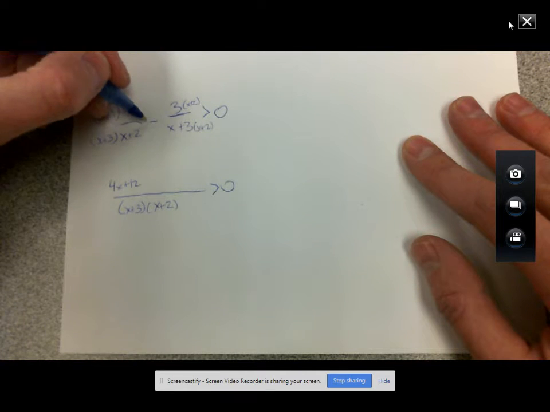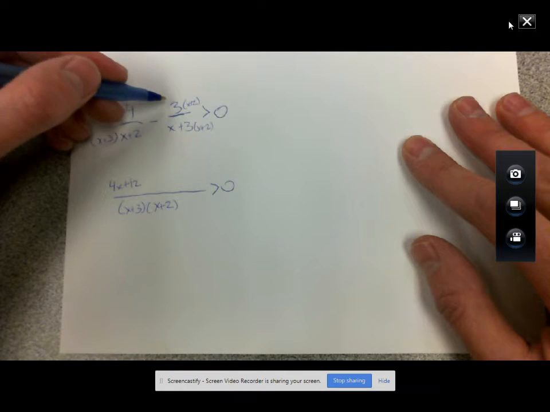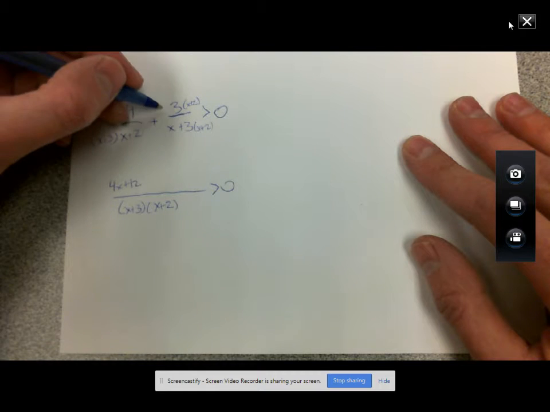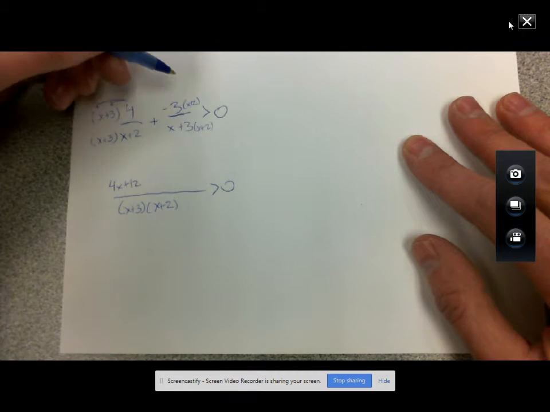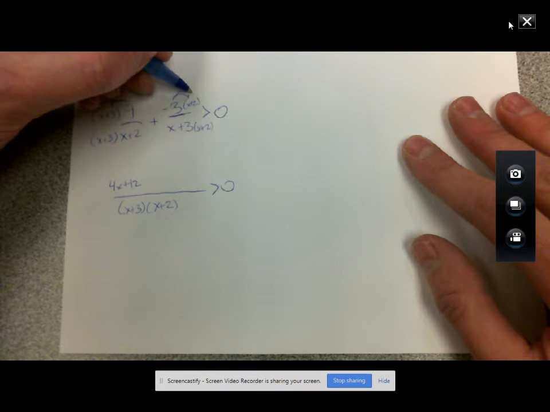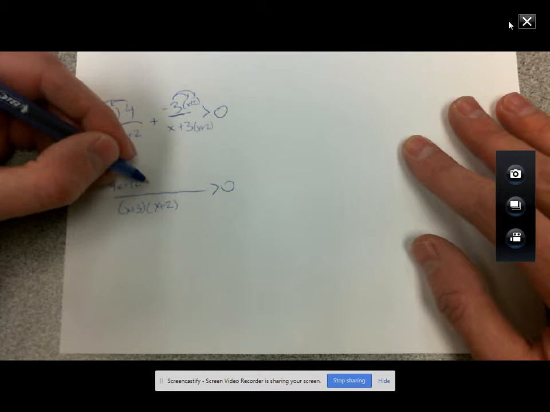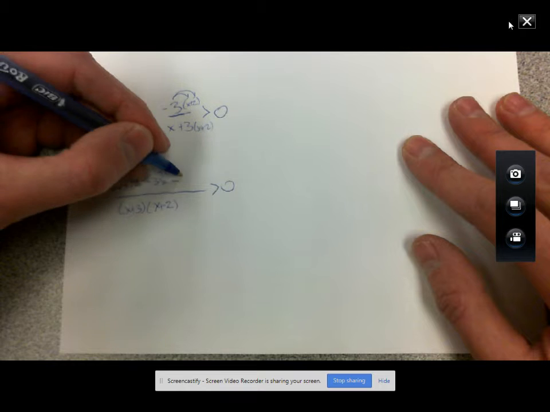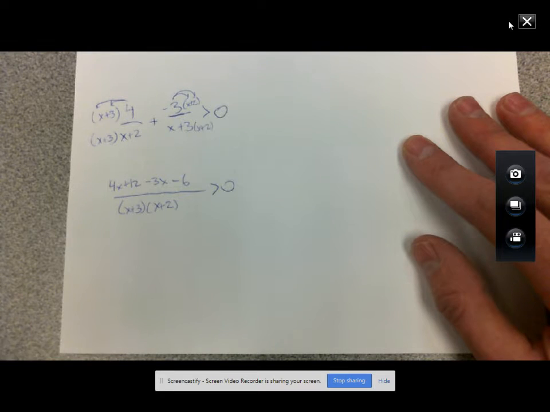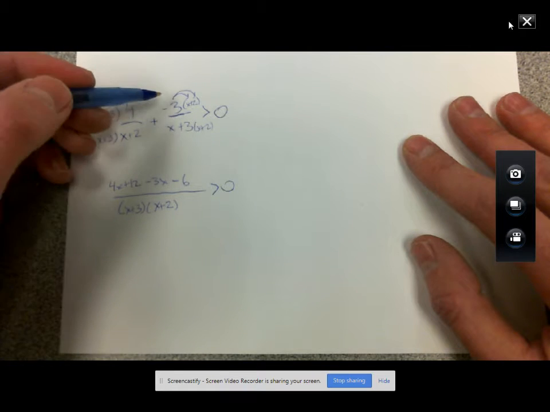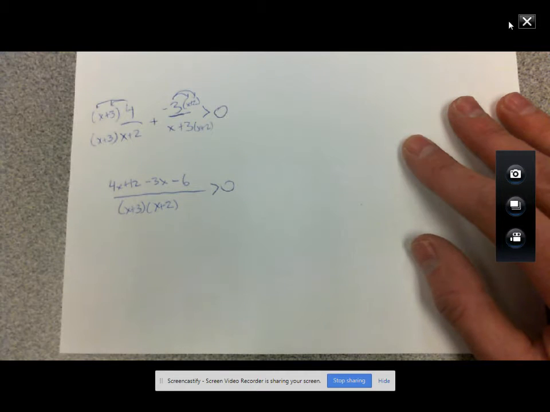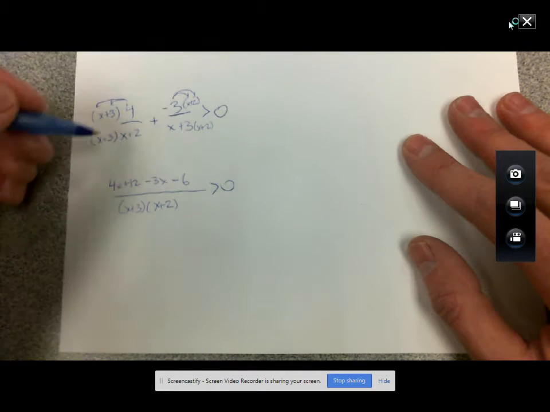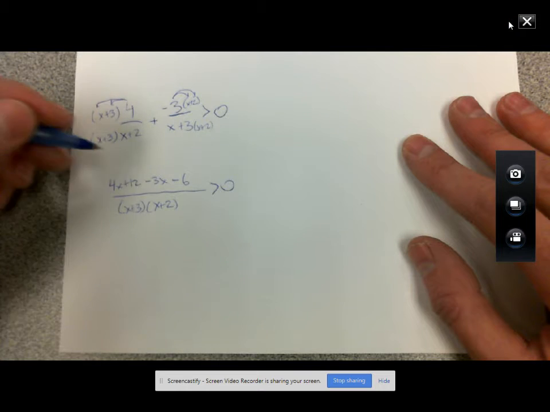I'm going to bring this negative along with this 3 here, so I'm going to change this to plus negative. Or you can always add the opposite if you're subtracting. And I'm going to distribute that negative 3 through, so minus 3x minus 6. Be careful of that. If you just distribute the 3 through, that minus sign still needs to get distributed to everything in this numerator. Combining like terms, I've got 4x plus 12 minus 3x minus 6.